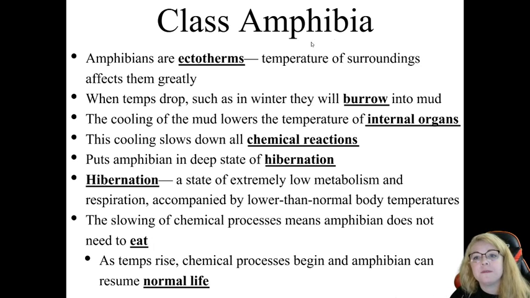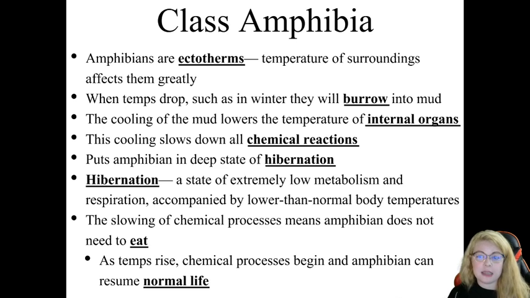All right, and so amphibians are ectotherms, and so the temperature of their surroundings affects them greatly. Again, they have no internal mechanism for maintaining their body temperature like we do as humans. We are endotherms. And so when the temps drop, such as in the winter, they will burrow into the mud, and the cooling of the mud lowers the temperature of their internal organs. And as this happens, this cooling down slows down the chemical reactions going on inside their body, and it puts the amphibian in a deep state of hibernation.